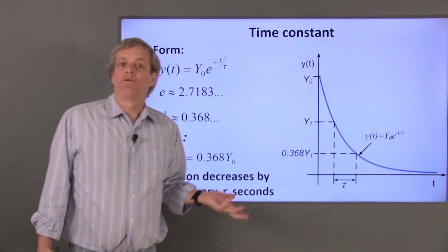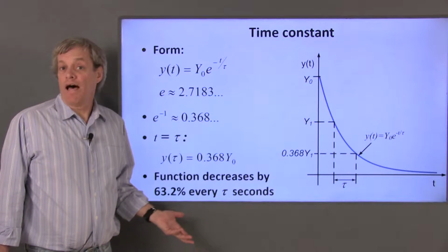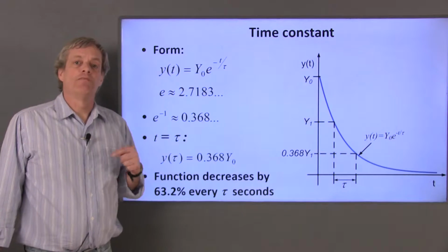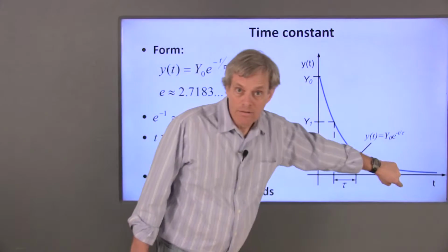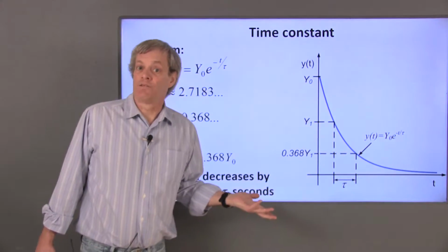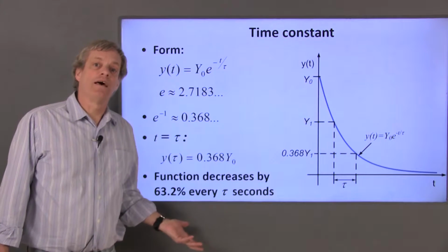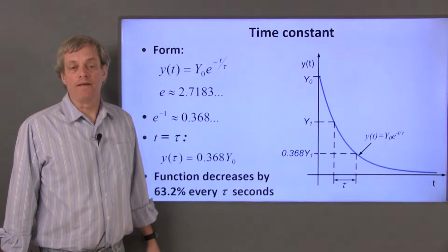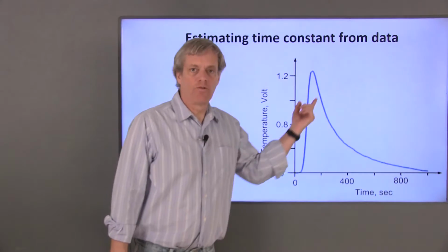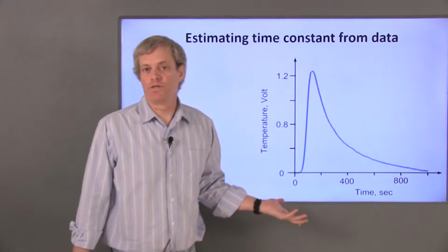These relations allow us to estimate the time constant from a plot of the exponential function. If we can measure the response of the output of the system that has an exponential response, we can estimate the time constant for the system. I'll do that next for the case of a cooling frying pan. This is the data representing the frying pan temperature as a function of time.